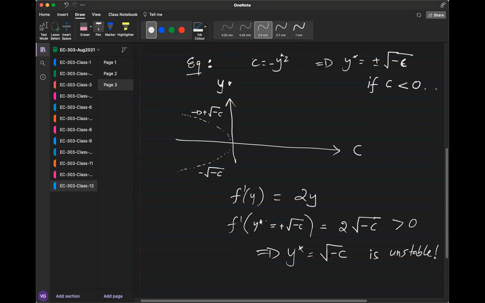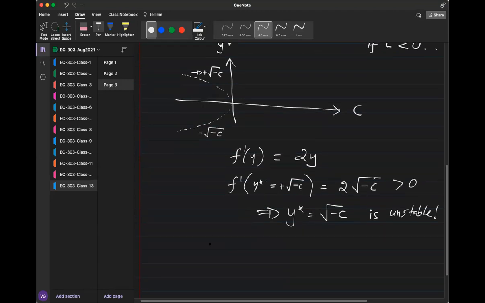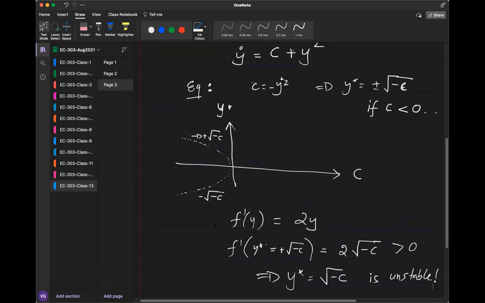That means that the positive branch is unstable. Does everyone agree with me? This is unstable. What about the negative branch with a minus sign here? That would be stable. So just do it for yourself, and then we can now write down both the branches. This will be unstable and continue like this, whereas this will be a stable branch.